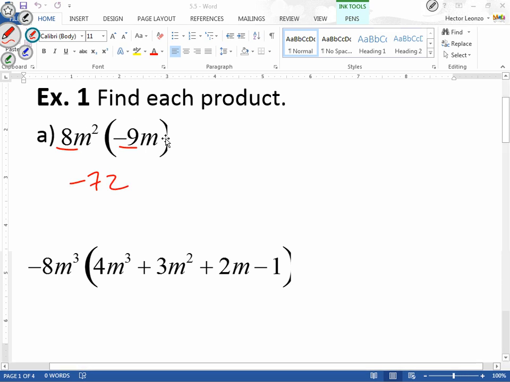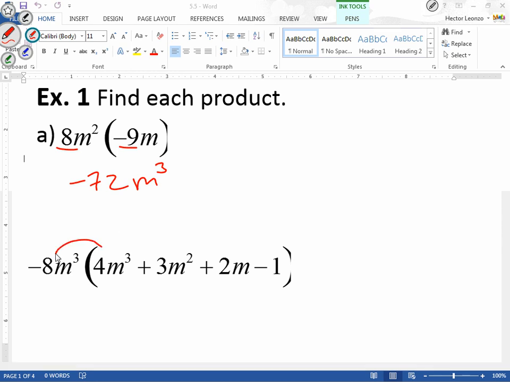When it comes to the letters, we learned in the previous sections that when we have the same base, we add the exponents. So I'm going to have m to the third, and that's all I get. Now here, when I have one term on the outside and many terms on the inside, I'm going to multiply the number on the outside to every term on the inside. Remember the distributive property.